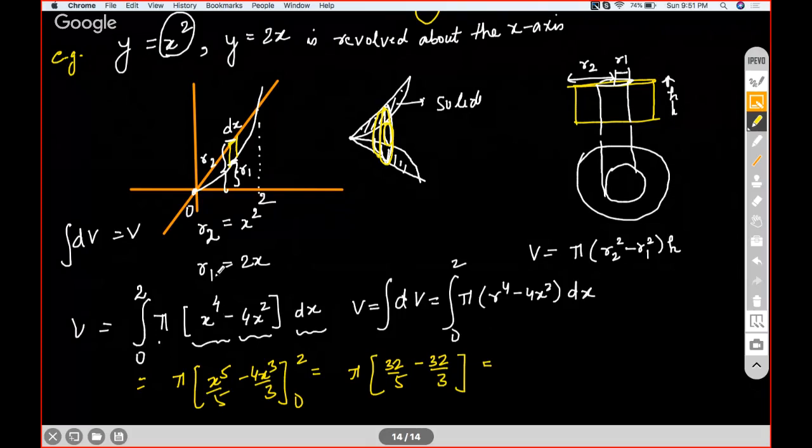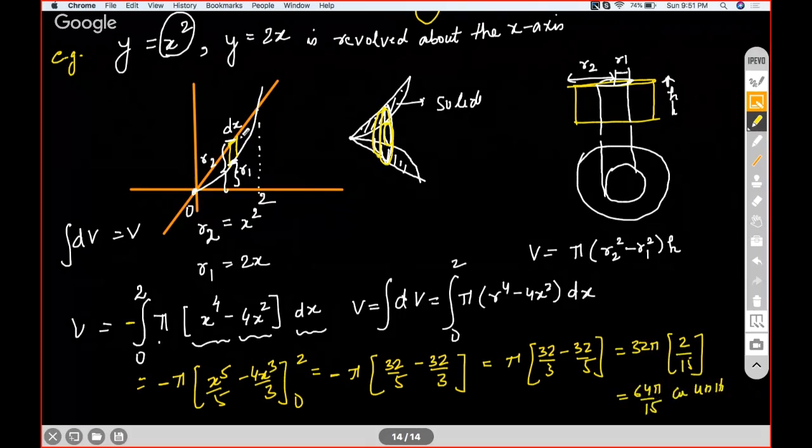Oh, by the way, 2x will be up, no? No, this is 2x. I reversed it. So I'll get the negative of the answer. Sorry. So let me reverse this now. 32 by 3, 64 by 15. So it's 32 pi you can take outside. So it's 2 by 15. So it's 64 by 15.